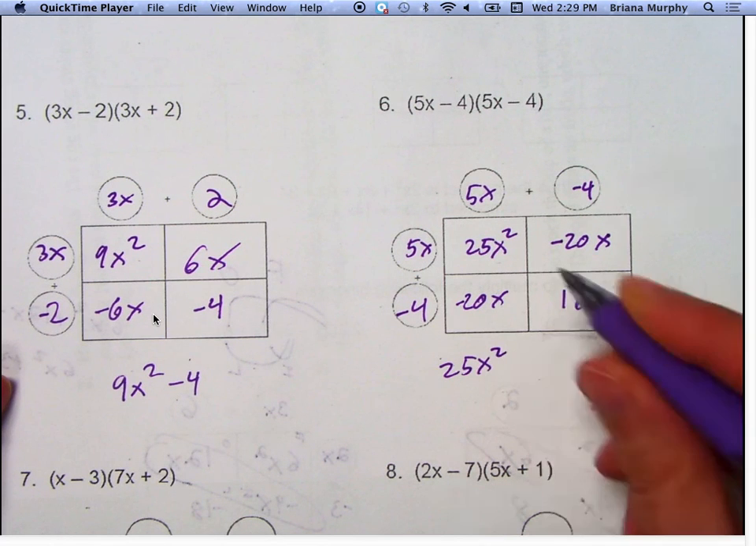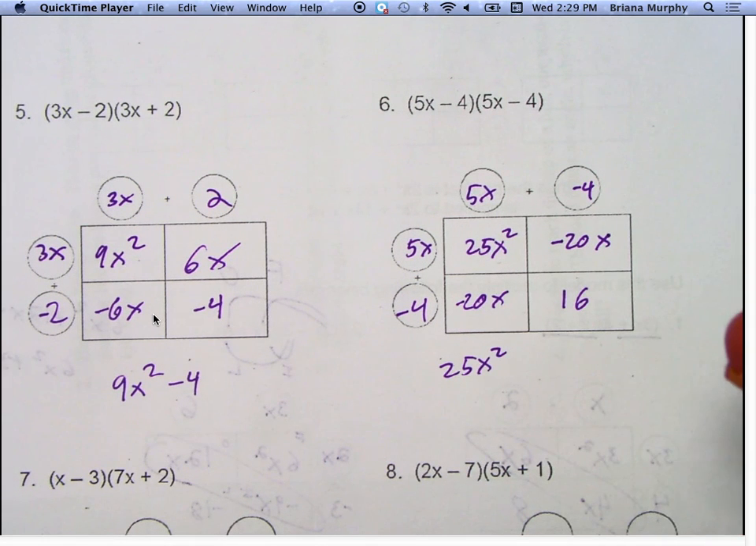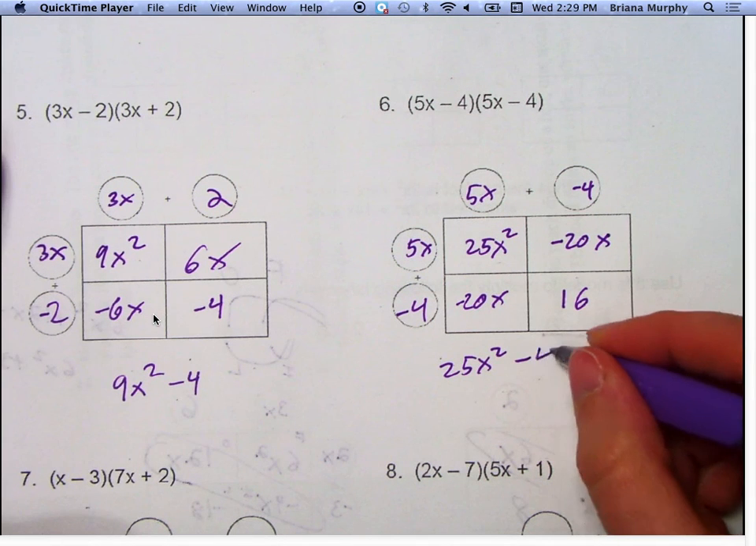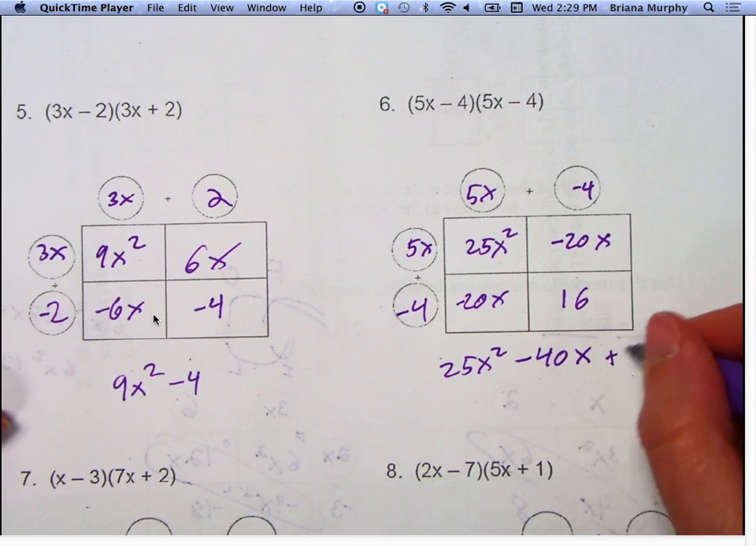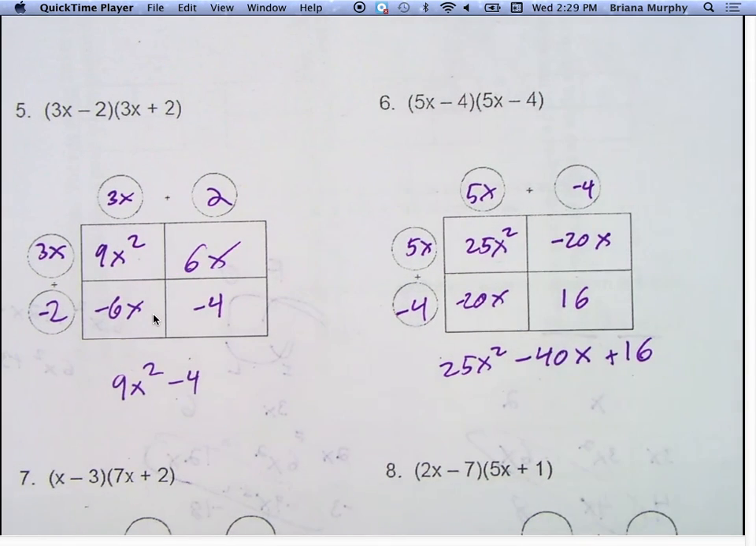25x squared. Negative 20 and negative 20 is what? No, negative 20 and negative 20 is? Negative 40x. We're not multiplying, we're just adding. You owe me 20 bucks, you borrow 20 more, you owe me 40. Plus 16. Right? Everybody makes that mistake. They get rid of those. Don't do that. But they're both negatives. You owe me more money.